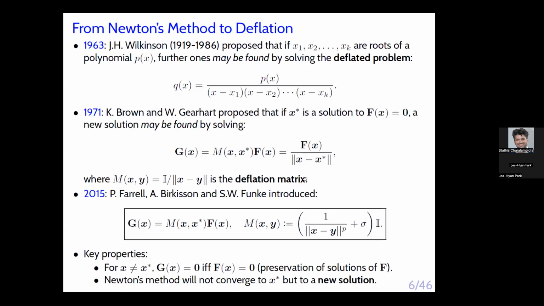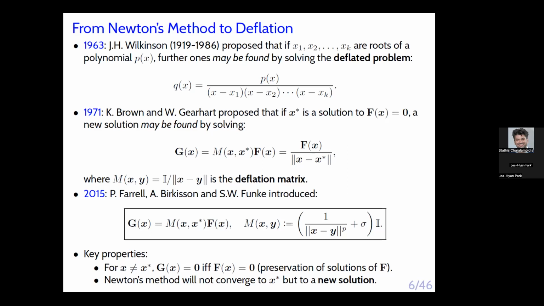Now, when it comes to the solution of such large systems of nonlinear equations, there is one question. Are there more solutions to my problem? Can I find them? Well, that idea goes back to the 60s, where Wilkinson said the following: if you have a root finding problem P(x) = 0, and you have found, let's say, k roots of that polynomial, you may be able to find more solutions by not solving P(x) = 0, but solving Q(x) = 0, which now has this form: P(x) over the factorization of those solutions.